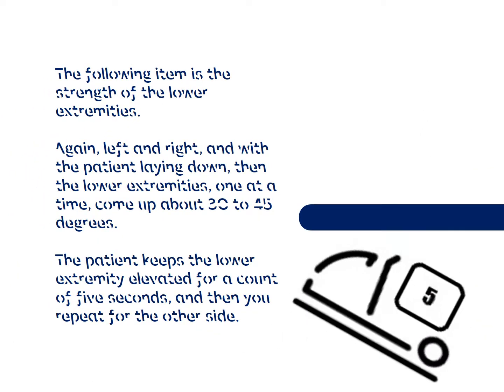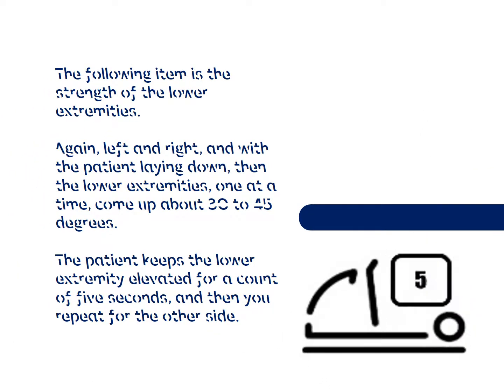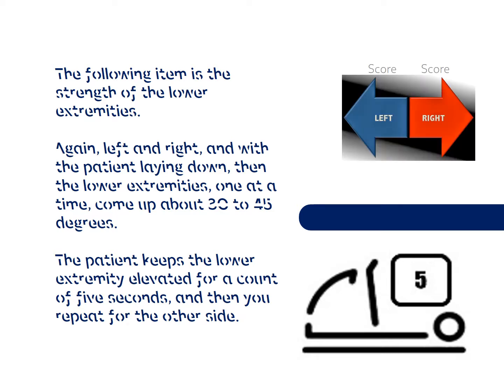The following item is the strength of the lower extremities. Again, left and right, and with the patient laying down, the lower extremities, one at a time, come up about 30 to 45 degrees. The patient keeps the lower extremity elevated for a count of 5 seconds, and then you repeat for the other side.